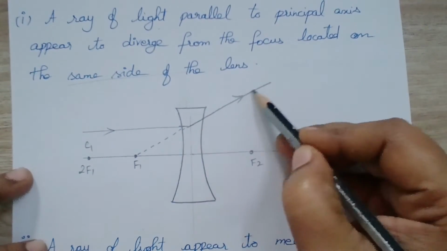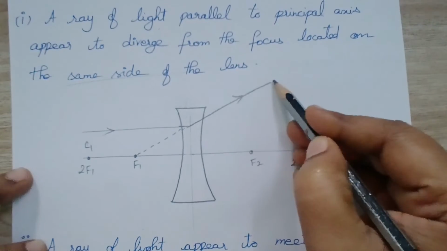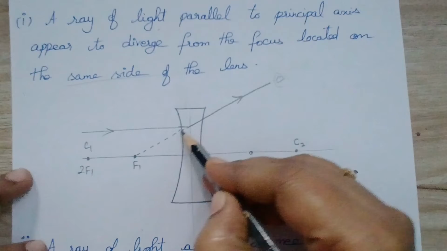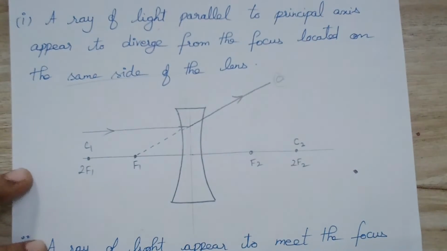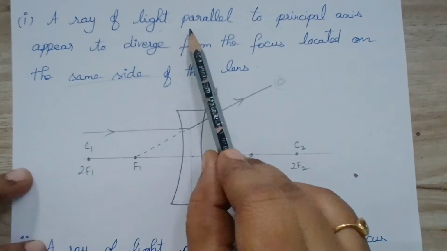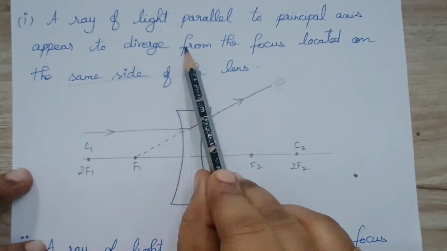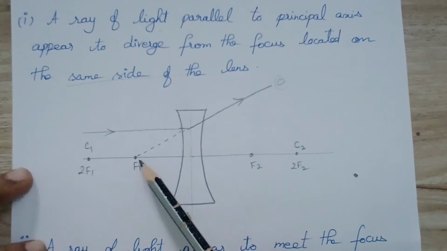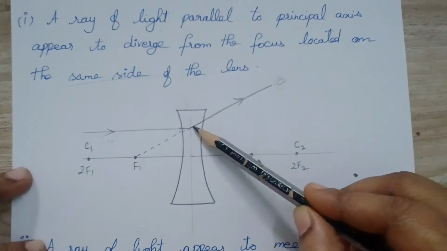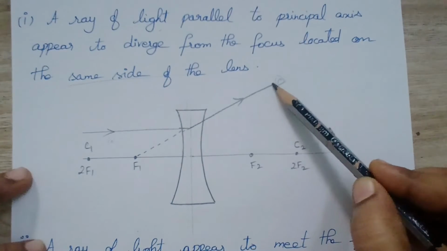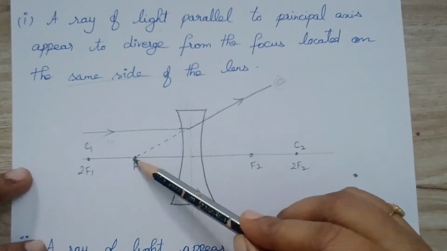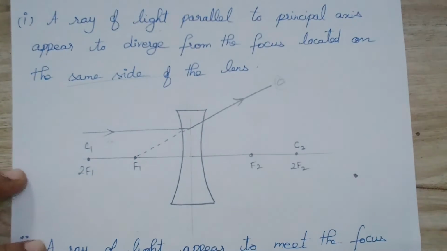It appears to diverge from where? If you look from here, it appears to diverge from the focus. Okay, so this is the first rule. If a ray of light is parallel to the principal axis, it appears to diverge from the focus located on the same side of the lens. If you look at these diverging light rays, they actually appear to come from this focus point. Okay, this is the first rule.